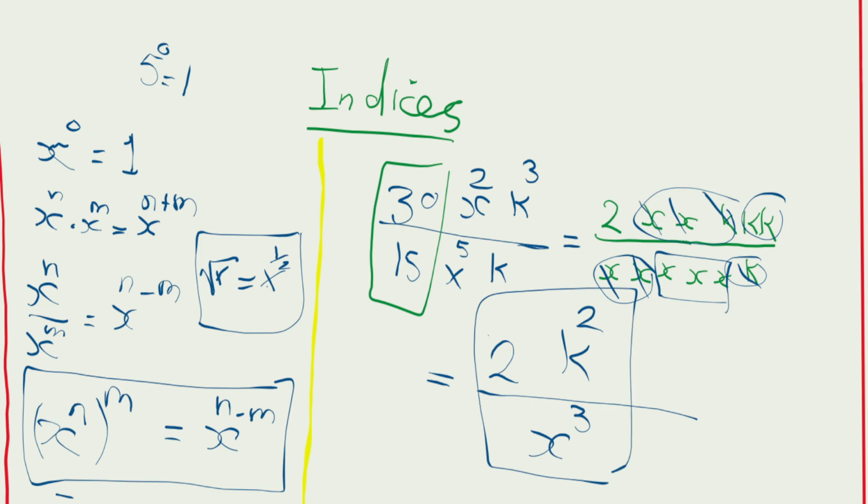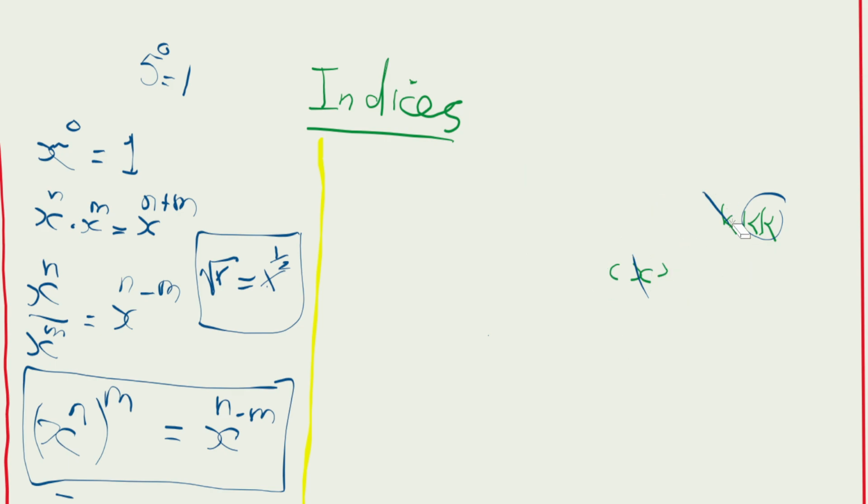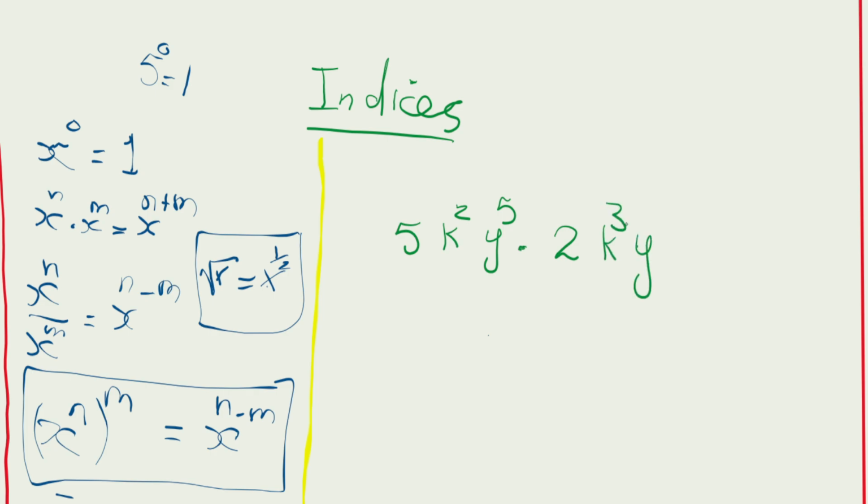How exciting. Now, it's your turn. Can you please try to solve this question? I'm writing one question for you. Comment your answer, please. It's not going to be challenging. Let's see if you can do it. So the question is, what if you have 5k squared y to the power 5 times 2k to the power 3 y to the power 10? What's the answer?